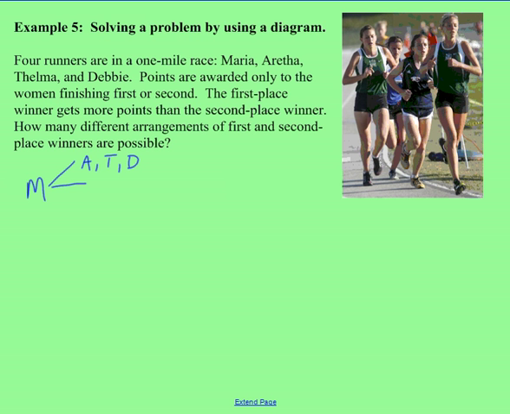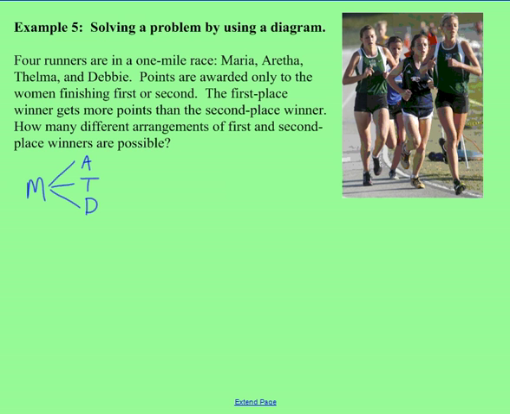So let's think about this. Now that I read the problem more carefully, since they're asking how many different arrangements of first and second place winners are possible, we probably don't need to worry about third and fourth place. So our first option here is if Maria comes in first and Aretha comes in second. Then we could have if Maria comes in first and Thelma comes in second, or if Maria comes in first and Debbie comes in second. So it seems like there are 3 different ways that Maria can come in first.